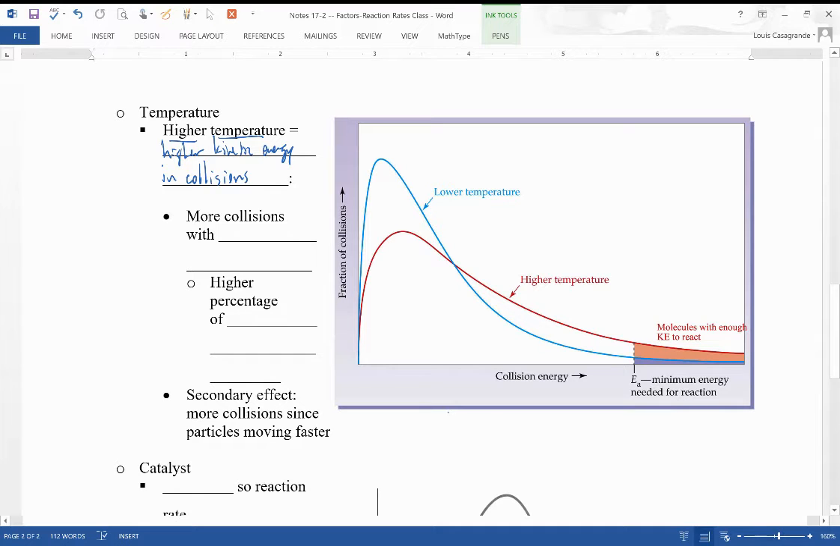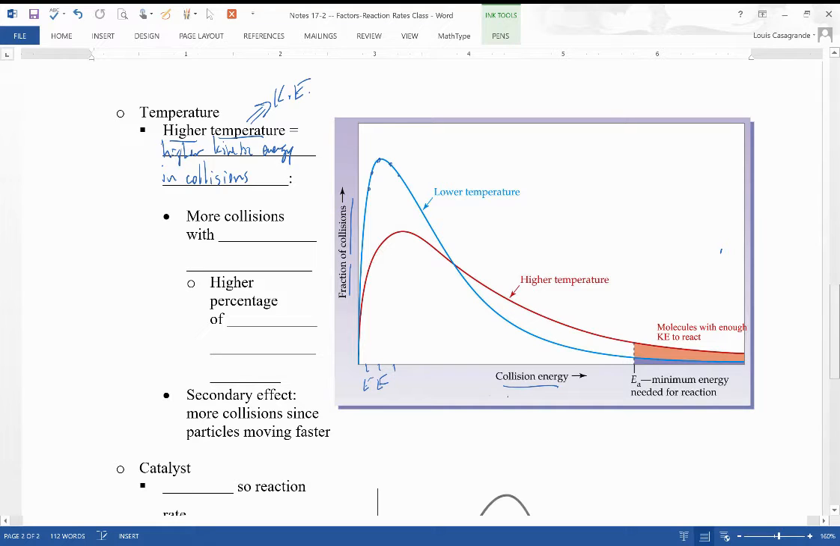So remember, temperature measures kinetic energy. So higher temperature means we have a higher kinetic energy. Now, on the right here, I have a diagram that looks a little daunting at first, but let me explain what's going on. On the y-axis, we have the fraction or the number of collisions. And on the x-axis, we have the collision energy. So at any point along here, we could measure the energy. And then at any point along there, that would be the number of collisions that have that particular energy.